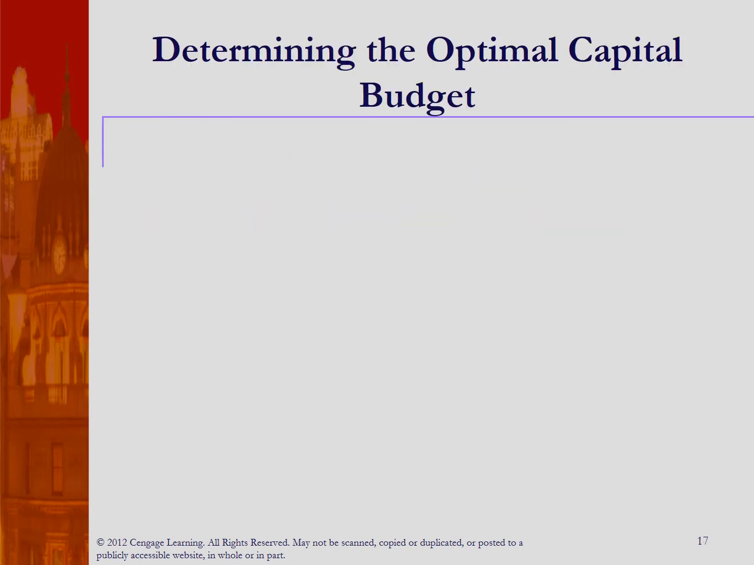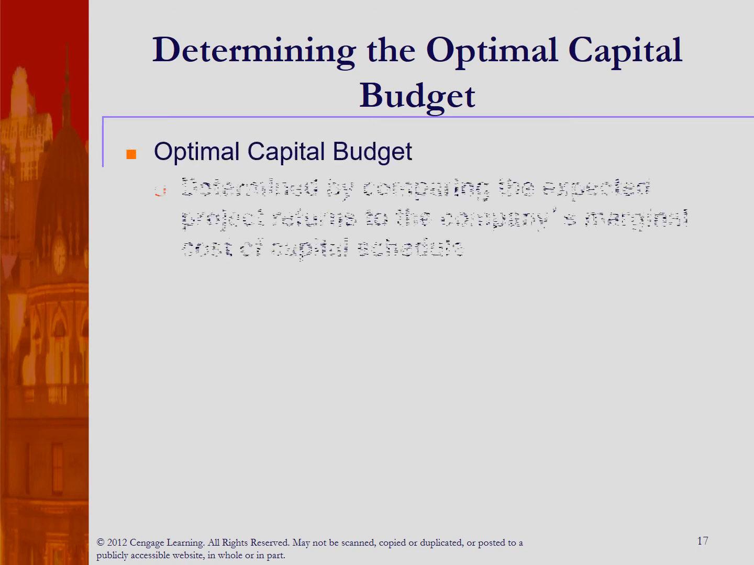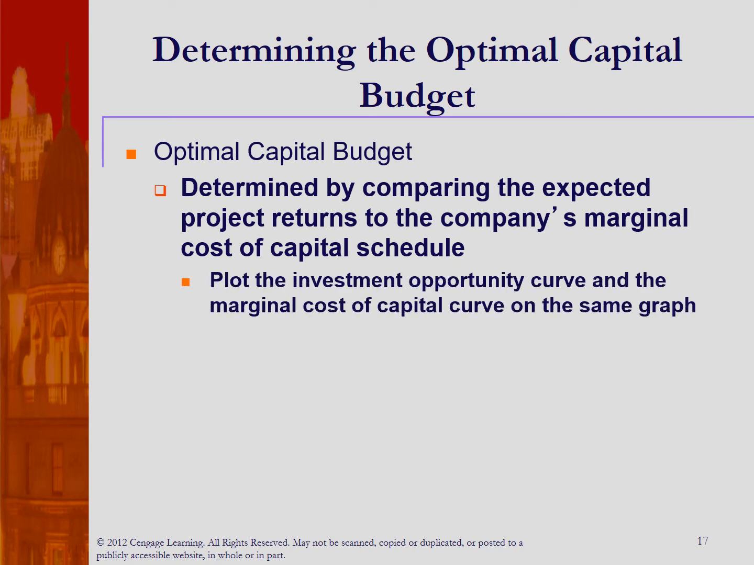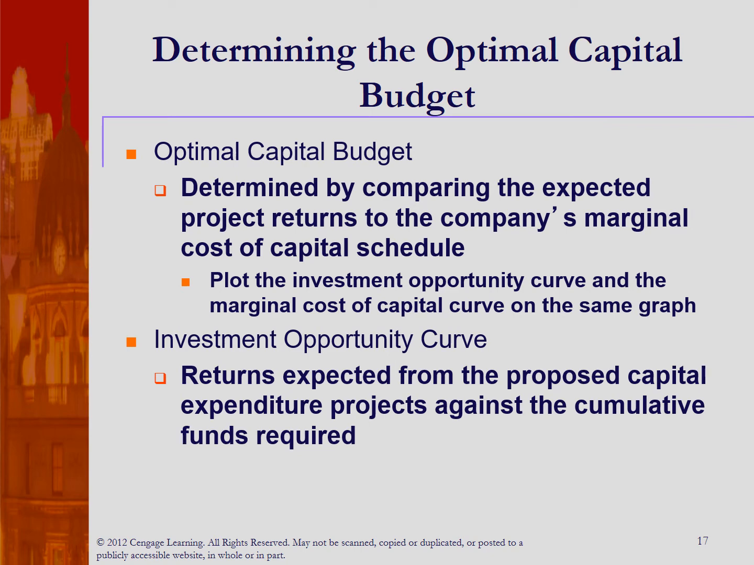We would like to discuss the topic determining the optimal capital budget. The optimal capital budget can be determined by comparing the expected project returns to the company's marginal cost of capital schedule. This can be accomplished by plotting the investment opportunity curve and the marginal cost of capital curve on the same graph. The investment opportunity curve shows returns expected from the proposed capital expenditure projects against the cumulative funds required.